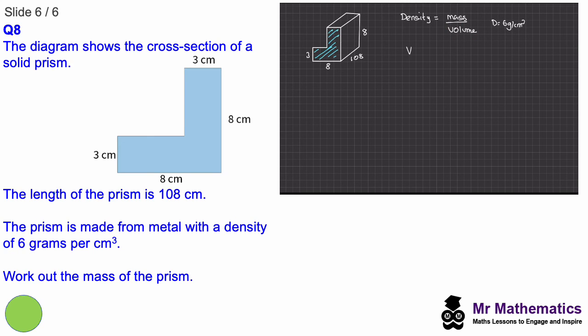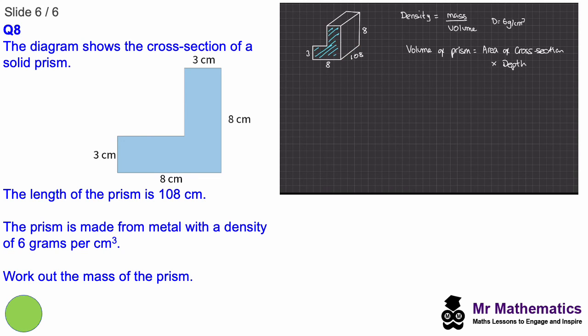And the volume of a prism is the area of a cross-section multiplied by the depth. And I've shaded in the cross-section here. So we need to work out this blue area. And then we'll multiply that by the 108, which is the depth. So to work out the area of this cross-section, I'm going to think of it as the big square minus this rectangle here. So we have the 8 by 8 square, which has an area of 64 centimetres squared.